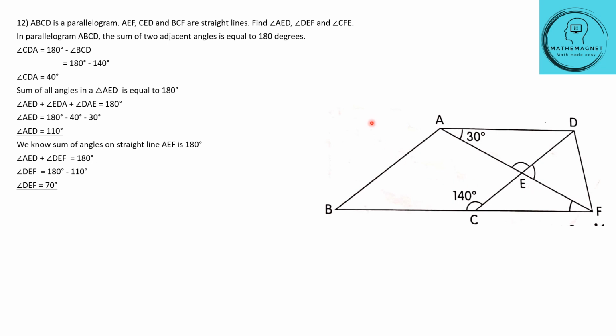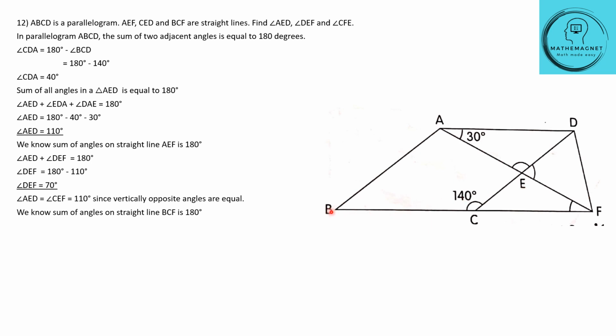Now the next question is we need to find angle CFE. To do that, we'll have to find the angles ECF and CEF in this triangle. Now we know AED is equal to CEF because they are vertically opposite angles. AED is 110, so CEF will also be equal to 110 because they are vertically opposite angles.